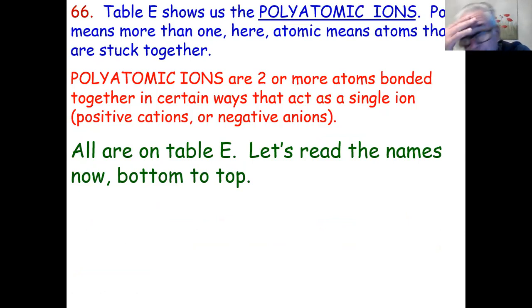Table E shows us what the polyatomic ions are. Poly means more than one, and here atomic means that they're stuck together. Polyatomic, stuck together. They act as a single ion. Now, most of them are negative. Only a couple of them are positive. Let's read the names out from the bottom to the top. We're going to read them backwards.